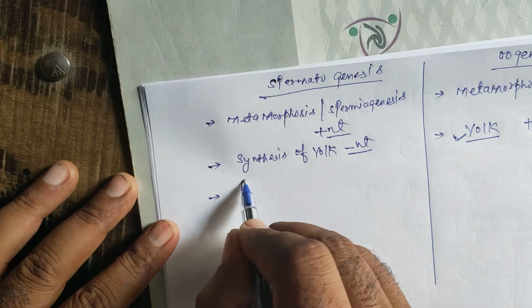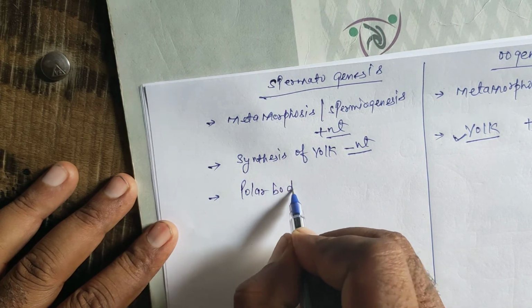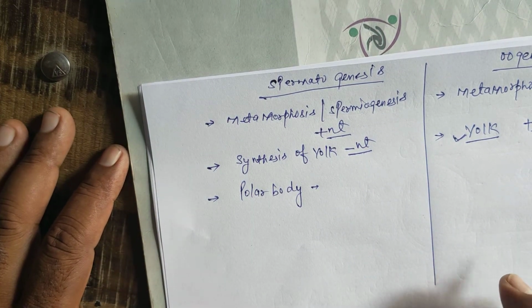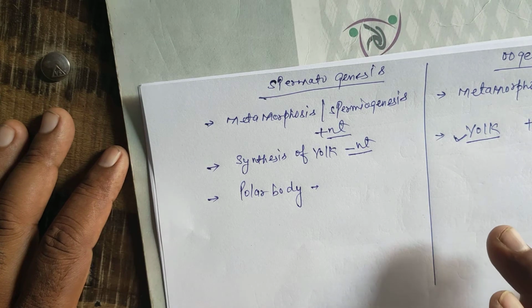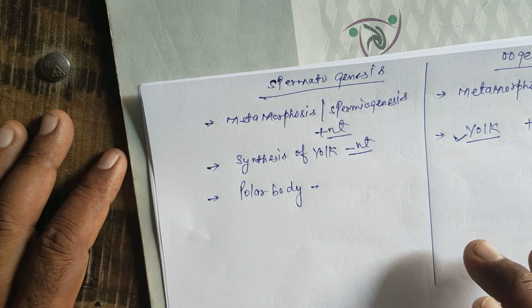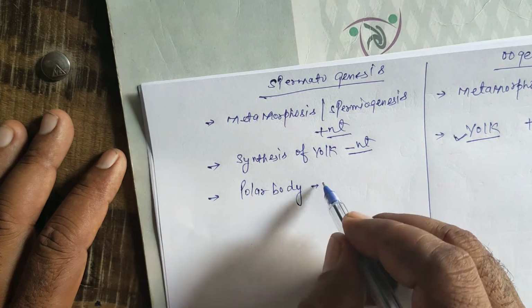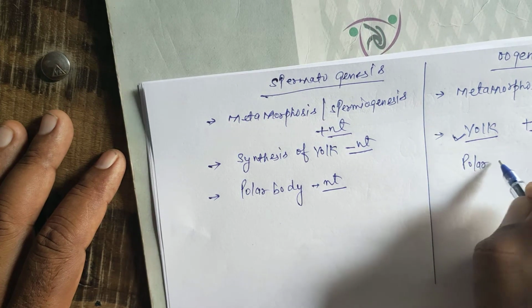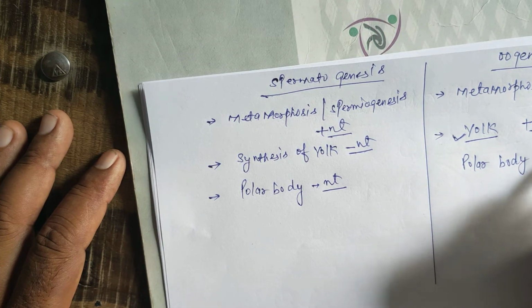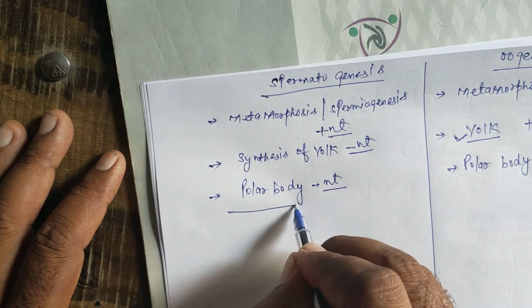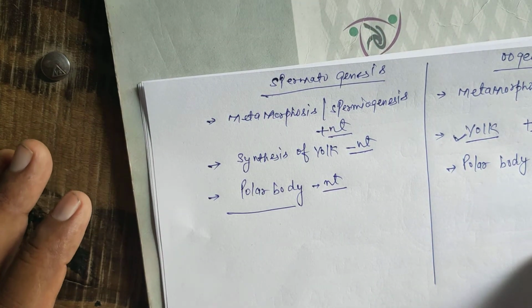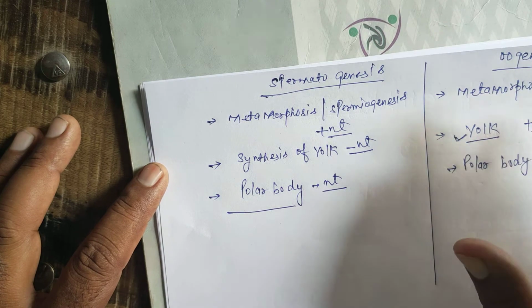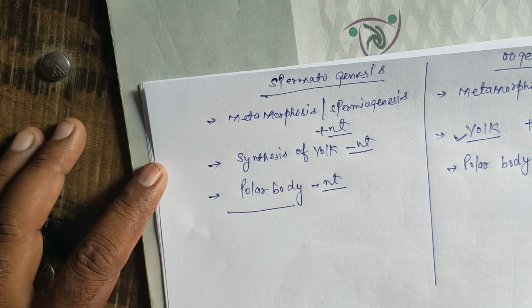Second, polar body. It is a haploid structure. Second, it forms in the maturation phase. In spermatogenesis, polar body is absent. In oogenesis, polar body is present. Once again, polar body is a haploid structure that forms in the maturation phase of oogenesis, and its shape is round and microscopic.